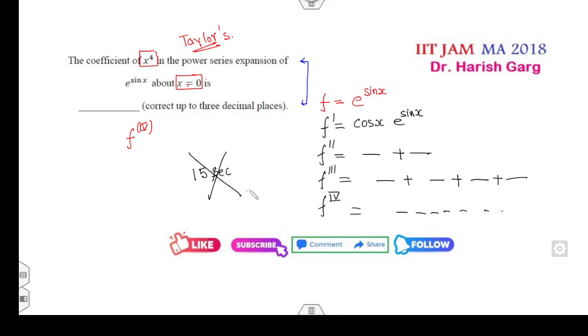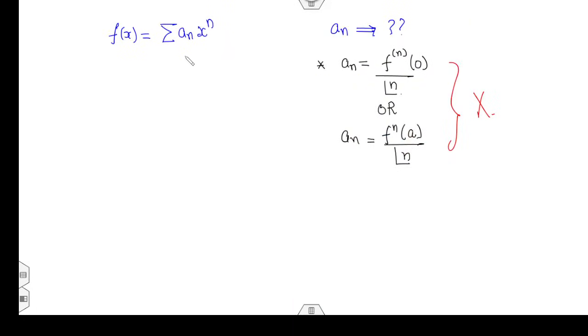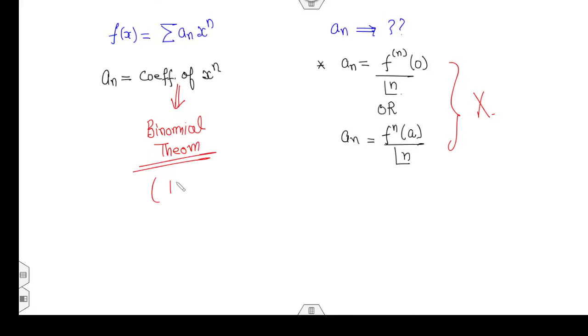So that means you are unable to solve this question in 15 seconds. So in that case, I always recommend you find a_n. a_n is nothing but the coefficient of x raised to power n, and that coefficient you can find with the help of the binomial theorem. Based on the binomial theorem, you can solve each question within a 15-second time period.